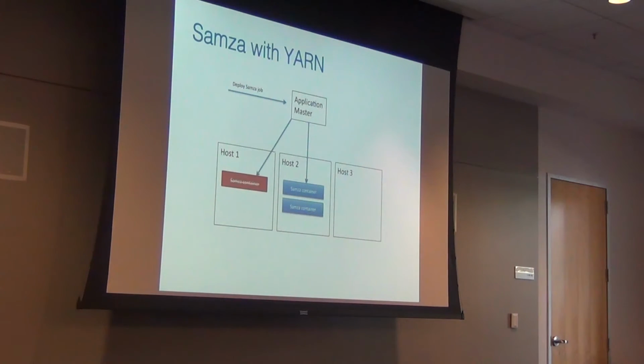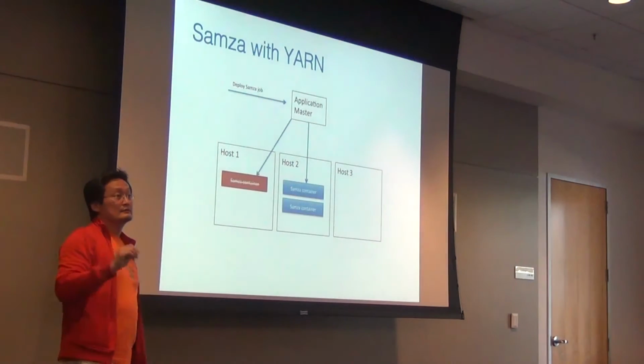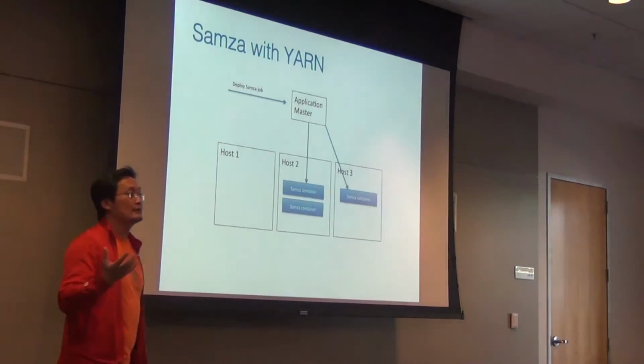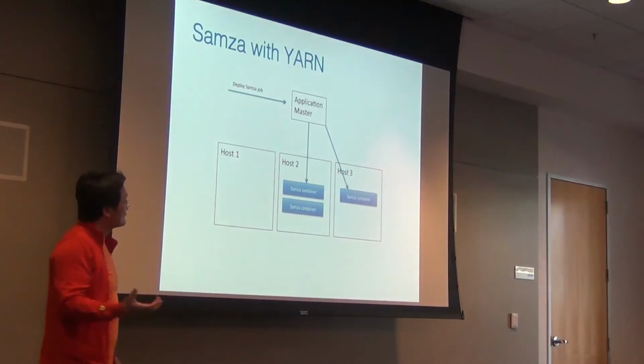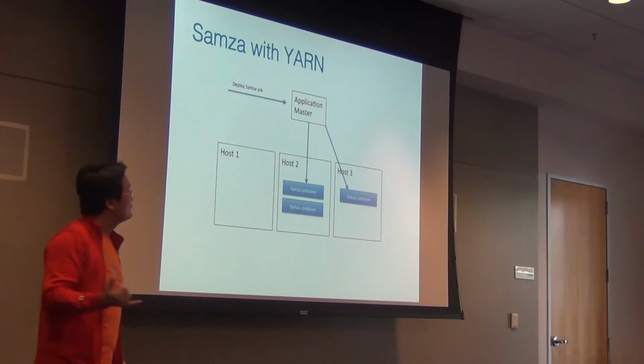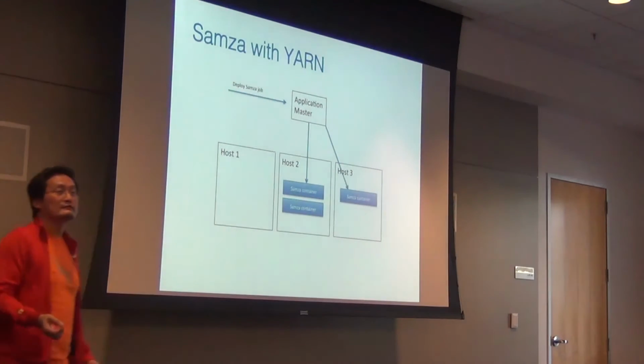So what if one of the containers dies? When the container dies, the node manager and the application master will be notified. Then the application master will request another host and node resource container from the YARN cluster. When it gets it, it will relaunch the Samza container.